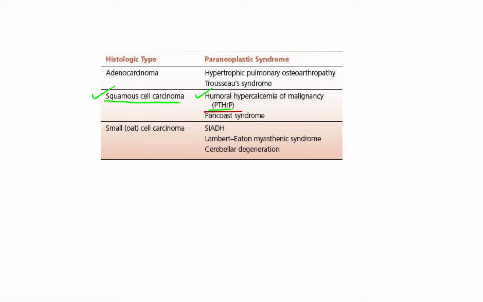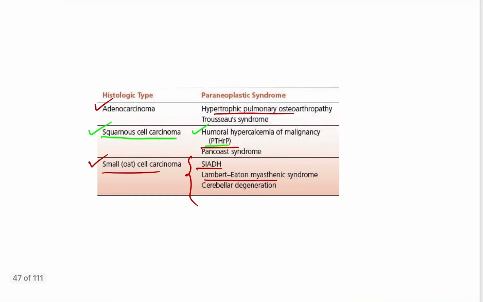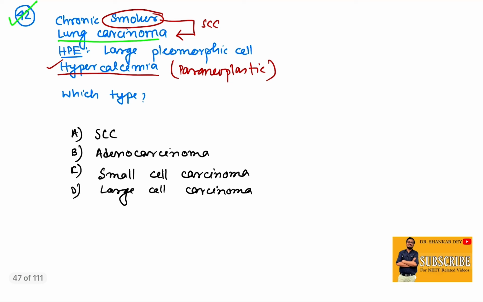And in case of oat cell or small cell carcinoma, common paraneoplastic diseases include SIADH and Lambert-Eaton syndrome, and in case of adenocarcinoma, it is hypertrophic pulmonary osteoarthropathy and Trousseau syndrome. So in this case, the answer will be squamous cell carcinoma, hypercalcemia because of PTHrP or parathyroid hormone related peptide.